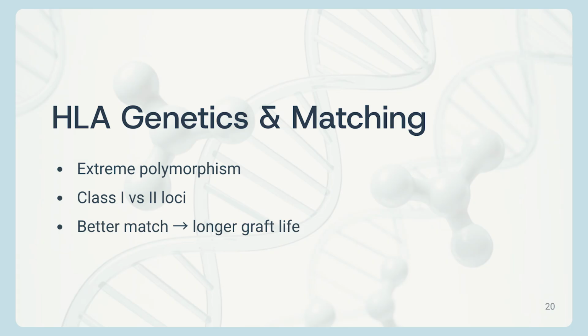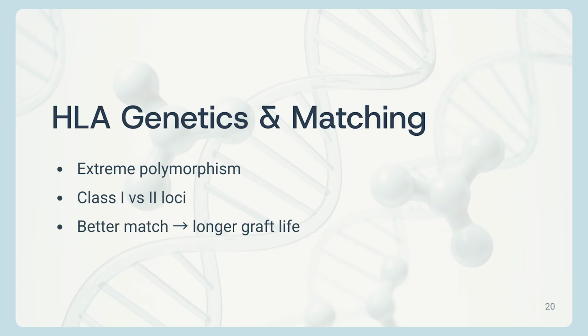So in previous videos, I taught you about MHC, right? So this is one type of MHC. HLA genes are incredibly diverse. So another way to say that is they are extremely polymorphic. Because of this diversity, the immune system can easily recognize foreign HLA proteins on transplanted tissues.